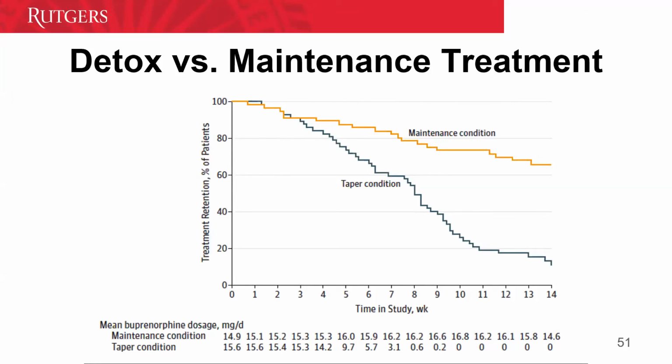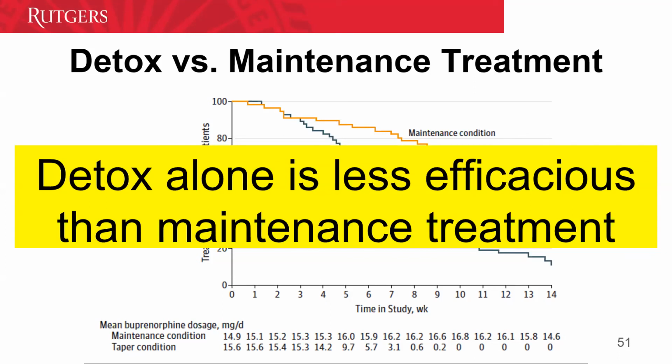If somebody receives medication-assisted treatment for a 2-week detox and then it's discontinued, there's going to be a very, very high relapse rate over the following 12-week period. You can see in this graph that we have the maintenance condition where people continue with medication-assisted treatment versus the blue line where medication-assisted treatment was tapered very quickly. And you could see how low the treatment retention went and how quickly. So again, detox alone is less efficacious than continued medication and maintenance treatment.